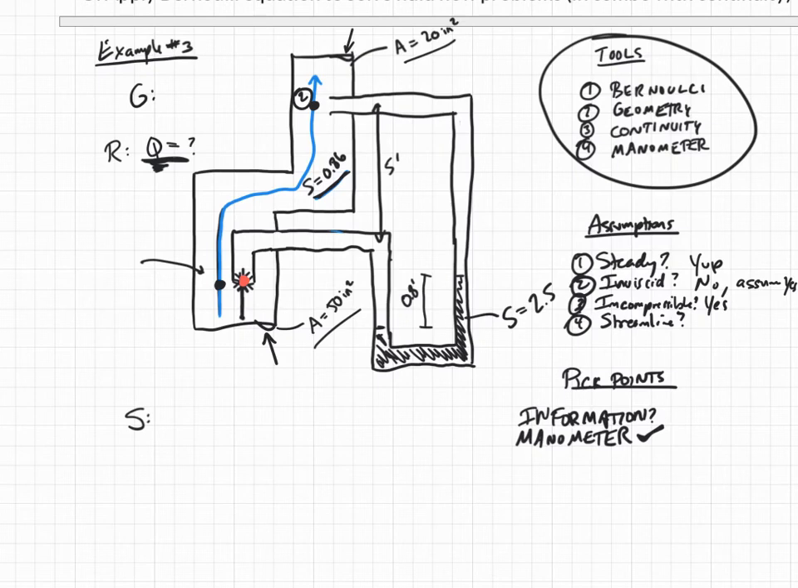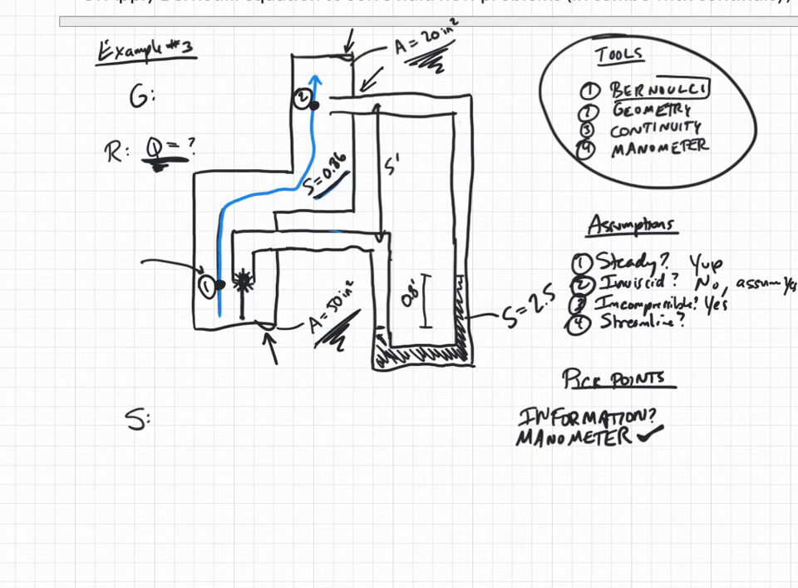If the manometer were perpendicular to the flow as it is here, then I could use this point right here, but I cannot do that. So instead I'm going to use this point right here. I'm going to call that point 1. The other thing I like about both of those locations is I have the areas. I have information about those, the cross-sectional areas.